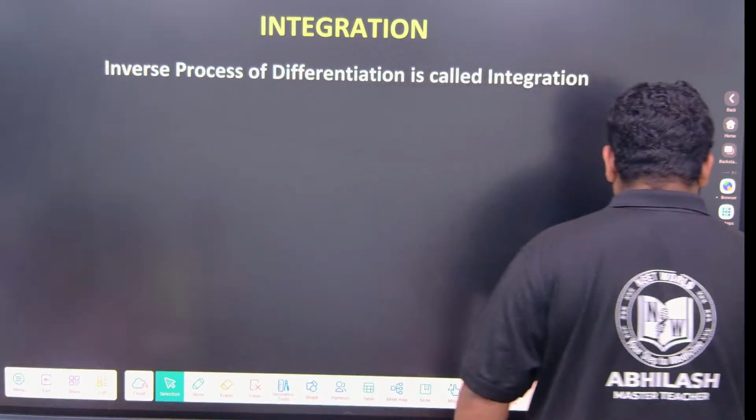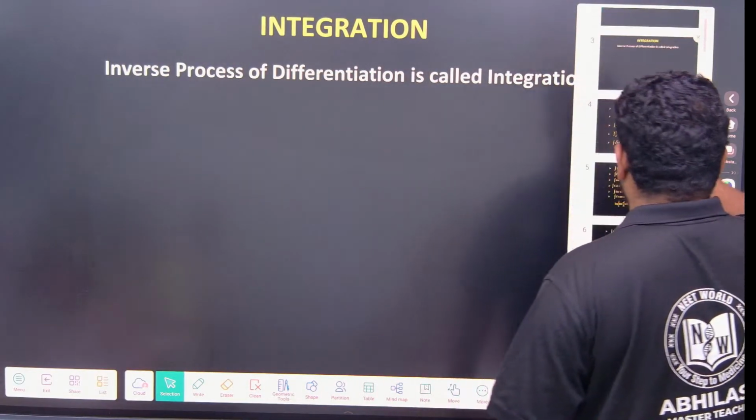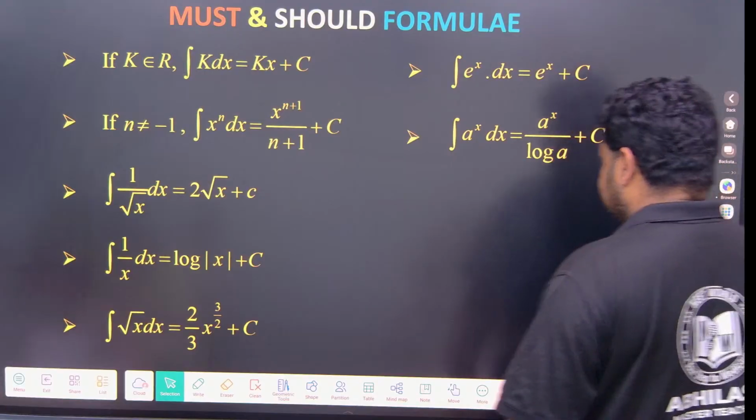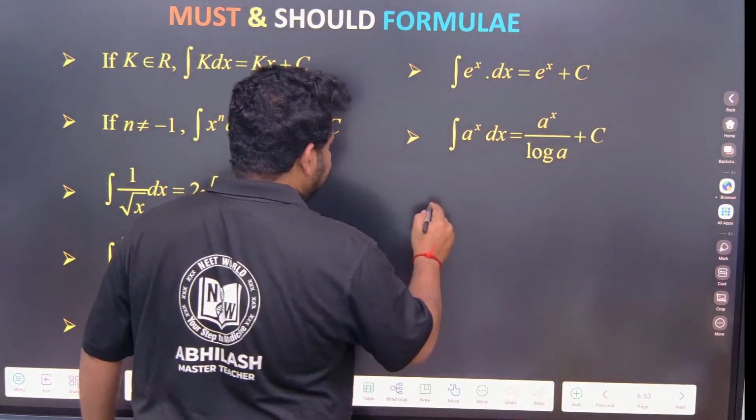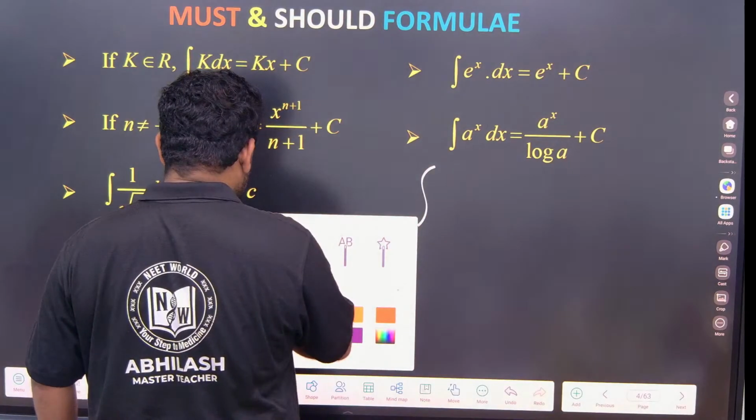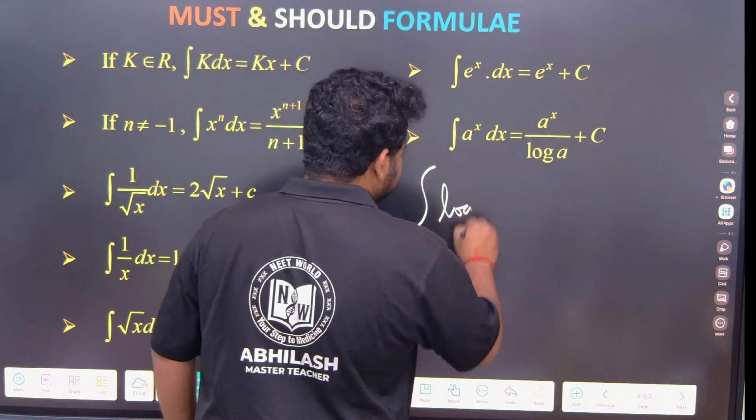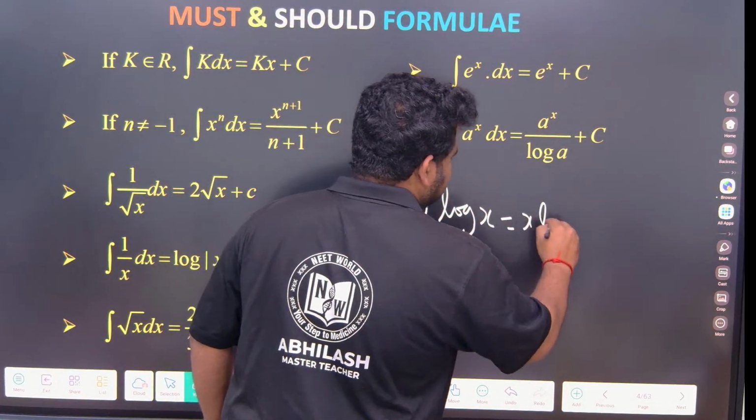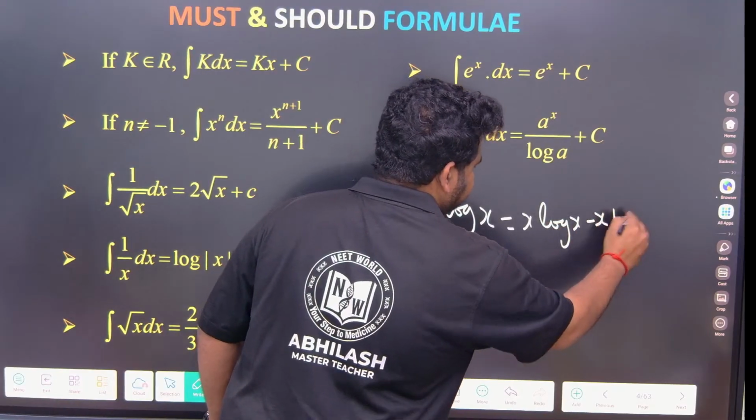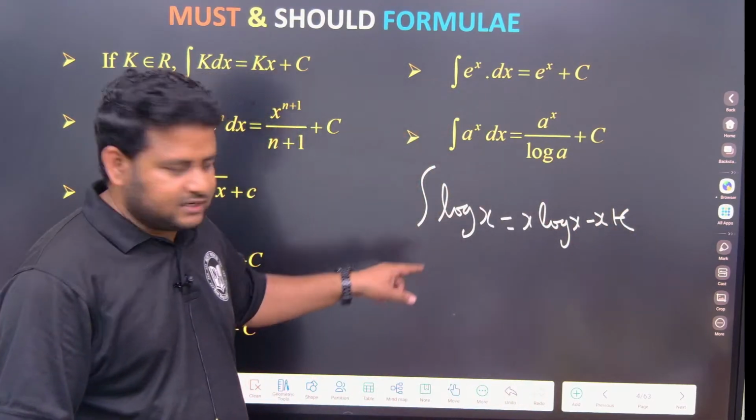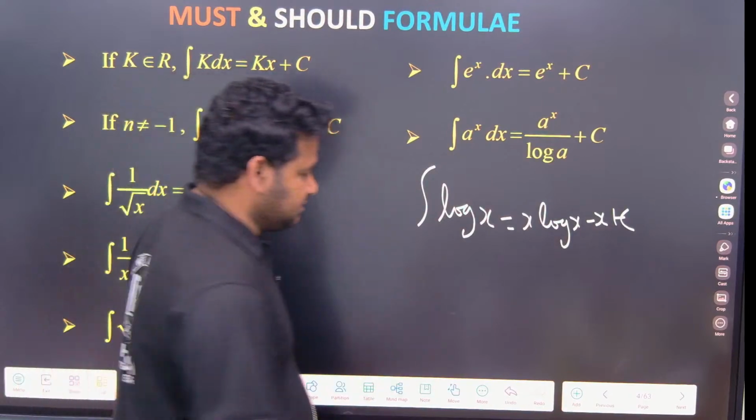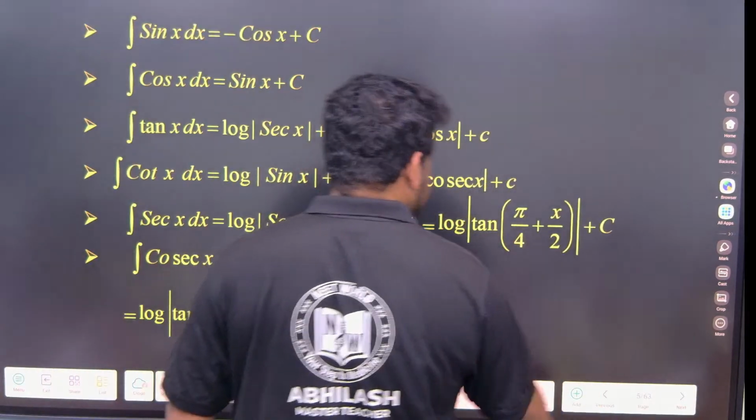So we started with saying that integration is the reverse process, and then we learned some formulas. Here I wrote one more formula, that is the integral of log x, which is x log x minus x plus c. This you have to remember. No need to solve and get it. You have to remember x log x minus x plus c. Like this we learnt various formulas.